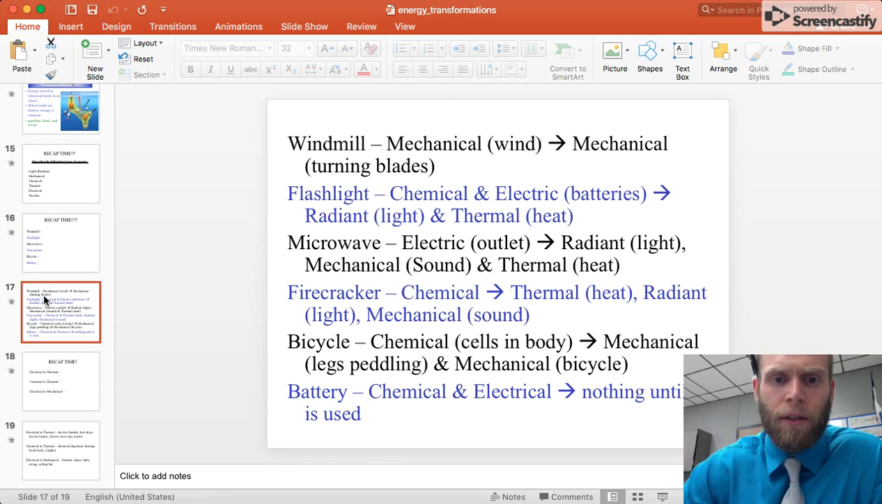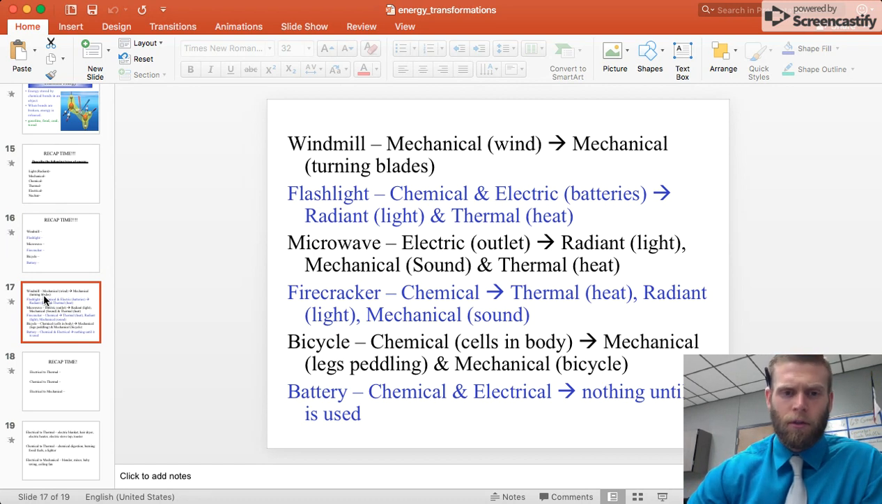Welcome back after the pause. Here are the answers for the previous slide's recap time. So for the windmill, it's mechanical or wind, and then it turns into mechanical, which is turning the blades. Flashlight is chemical and electric, which is the batteries, and that transforms into radiant, which is the light, and thermal.